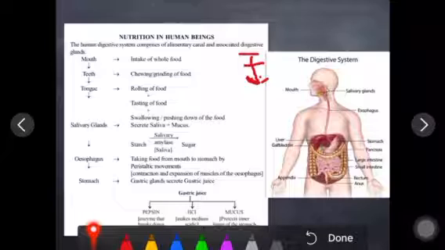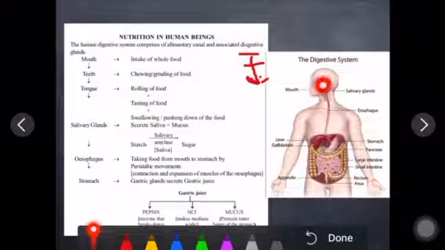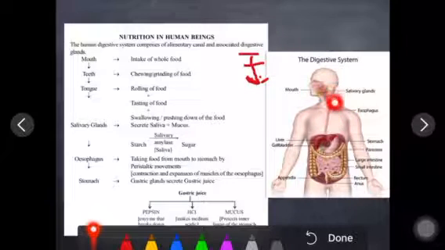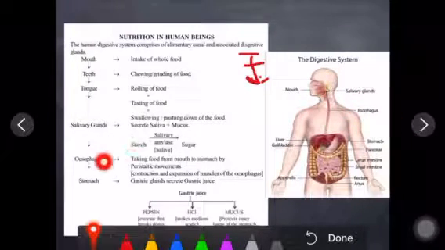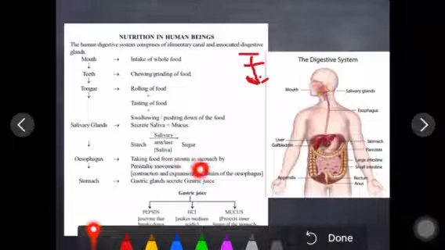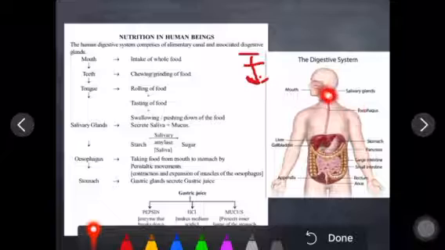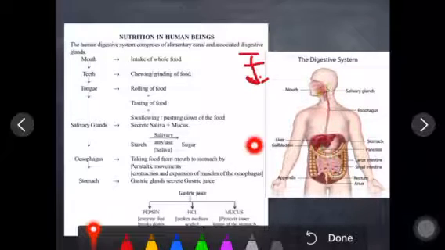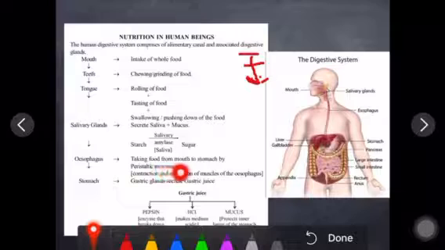Now children, as you can see, from the mouth the food is passing in this pipe-like, tube-like structure which is called the esophagus, taking food from the mouth to the stomach by peristaltic movement. So here no digestion takes place, only simple muscles are contracting and relaxing. By this, food is pushed down to the stomach. So this is called peristaltic movement.